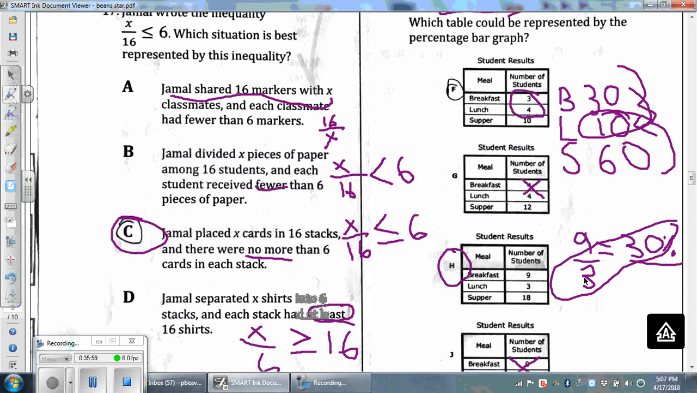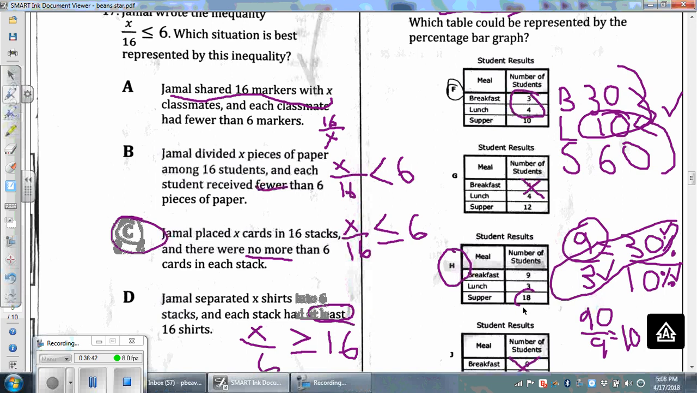Multiply that. 3 times 30 is 90. And then you divide by 9, you will get 10, which is correct. So if 9 is 30%, then 3 will be 10%. Also, you know that 3 divides 9, so if we divide 9 by 3, we get 3. If we divide 30 by 3, we get 10. So that's another way to check.